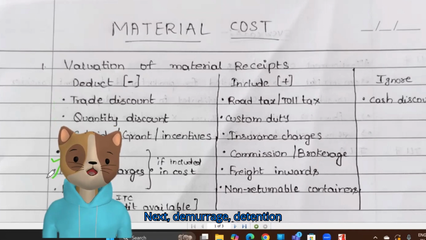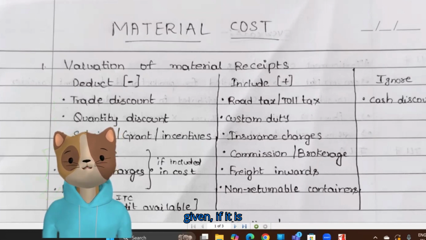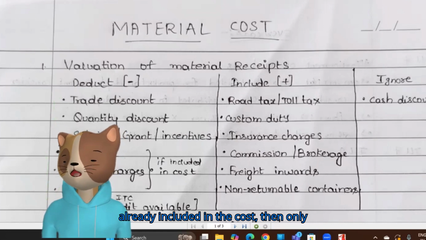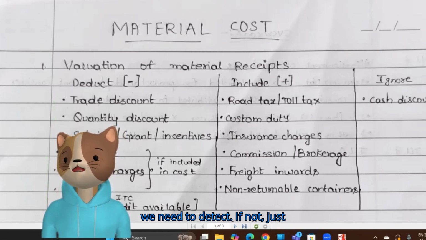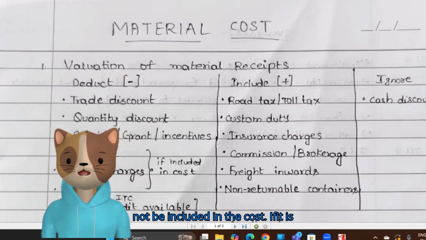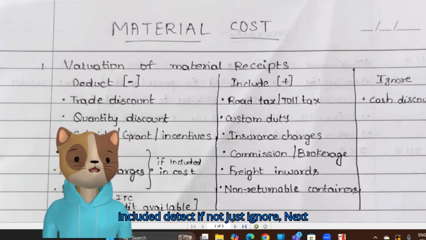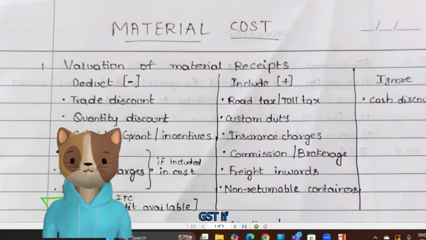Next, demurrage, detention charges, penalties. If these three are given, only if they are already included in the cost do we need to deduct them. If not, just simply ignore. It should not be included in the cost. If it is included, deduct. If not, just ignore. Next, GST.